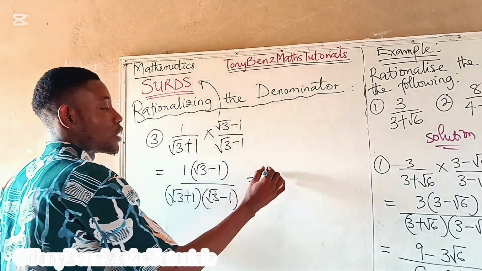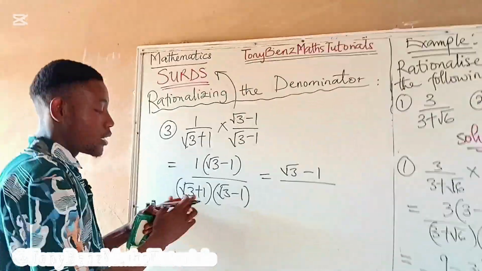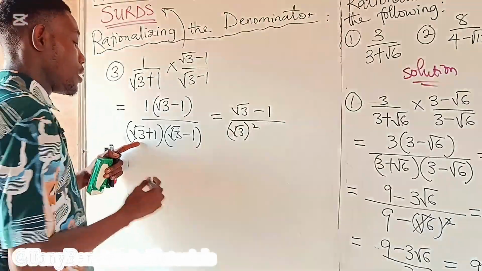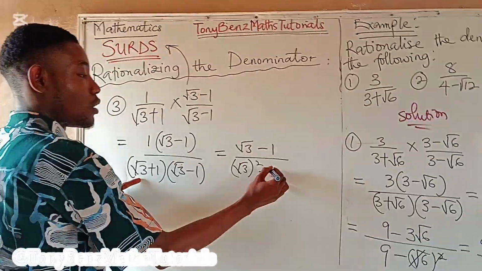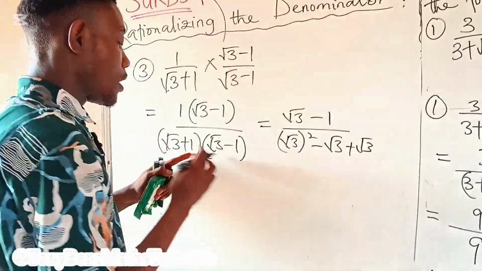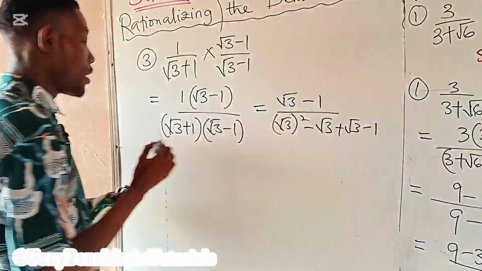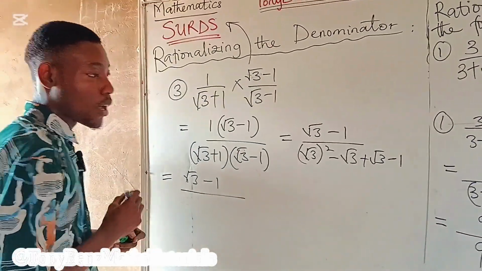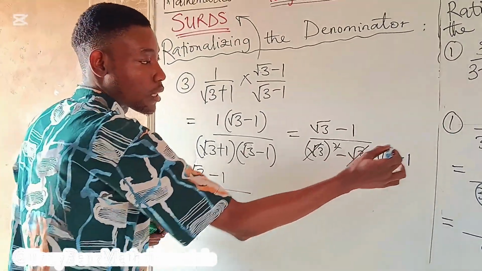The same thing as 1 times root 3, we have root 3 minus 1 all over. Now we are expanding. Root 3 times root 3 is root 3 squared. Now root 3 times 1, we have minus, plus times minus is minus, minus root 3. Now 1 times root 3, we have plus root 3. Now plus times minus, we have minus. Now 1 times 1 is 1. And the same thing, we have root 3 minus 1 all over square root going with square, we have 3.